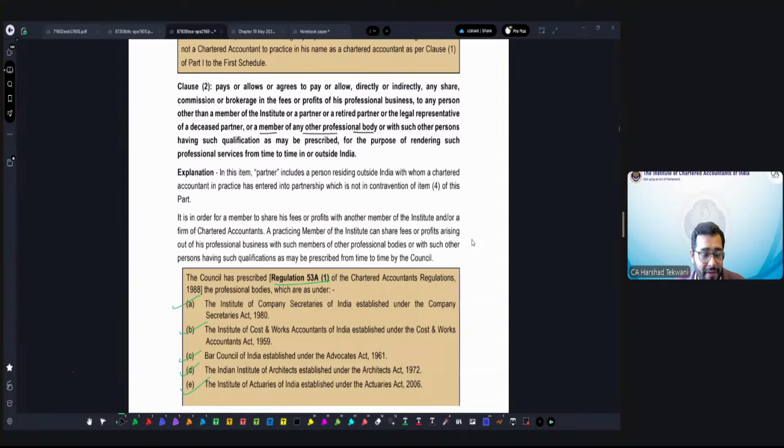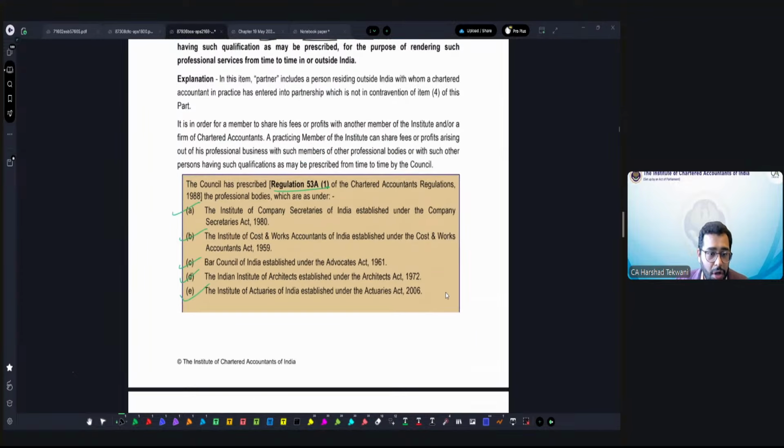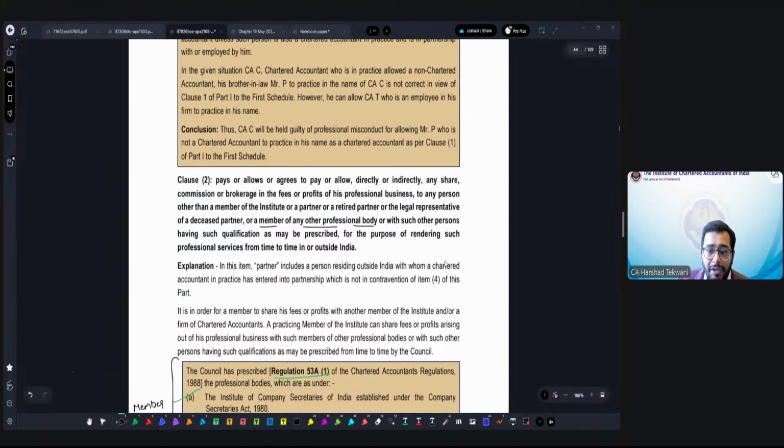And if there is any member of these bodies, remember, it will be a specified person. You can share with them. That is allowed. You can share with them. Now the second category is with such other persons having such qualifications as will be prescribed.